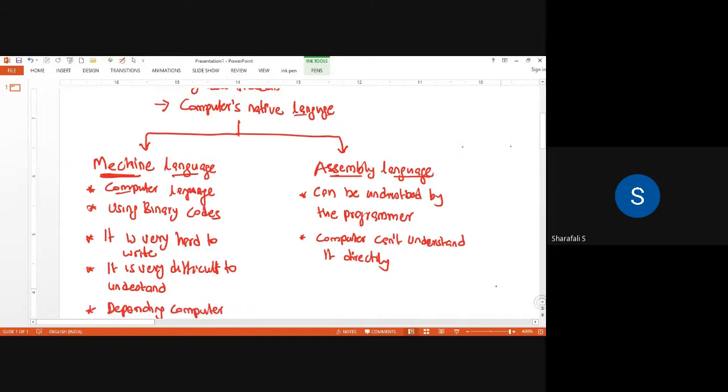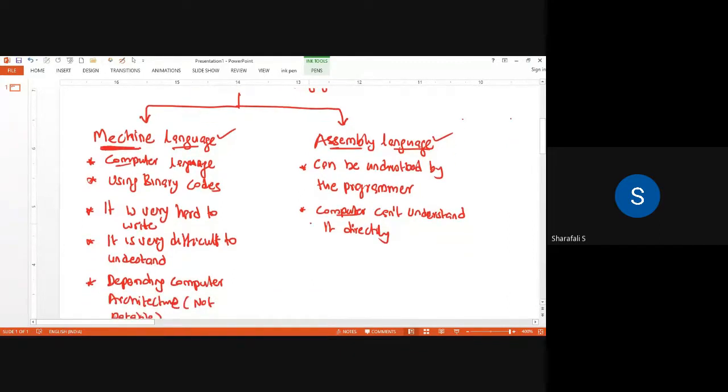Okay, so here we use some additional software, sorry, a program, to convert this particular assembly language into machine language. The computer will understand only machine language, and when you're using assembly language, the programmer can understand that language a little bit, but the computer cannot understand it directly. Then we need some kind of conversion from assembly language into machine language, which will be performed by using this assembler.